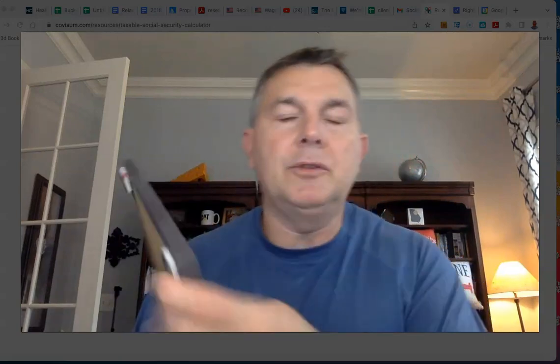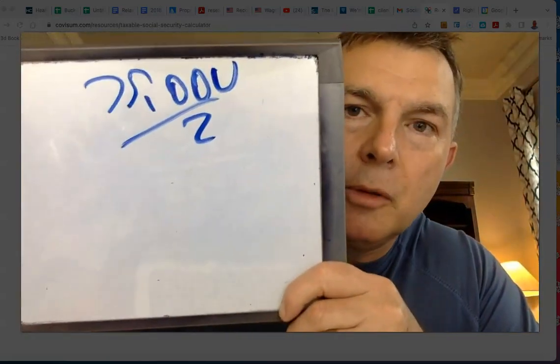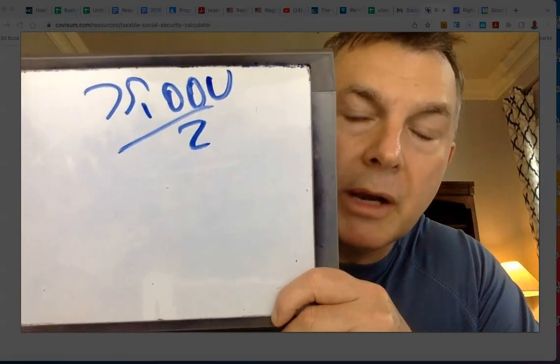Interesting. So what we're going to do is manually figure this out ourselves, and then we're going to go to Right Capital and see. So we take our $75,000 of Social Security, and you got to divide that by 2. Why? Because we got to figure out our provisional income, which determines how much of our Social Security benefit is subject to taxation. And that's going to be, let me just make sure I got this right, $37,500.